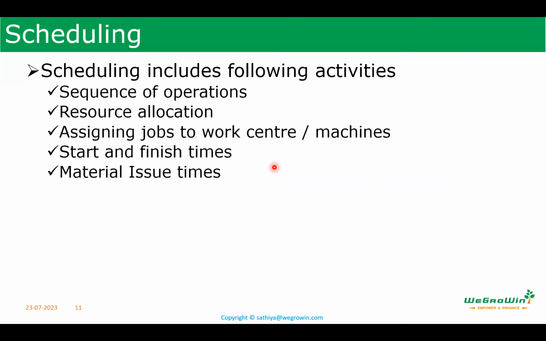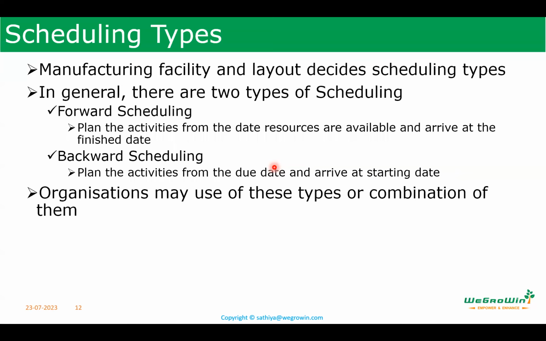So scheduling involves the sequence of operations, resource allocation, assigning the job to workers and tests, start time, finish time, and material issue times. Scheduling can happen either as forward scheduling or backward scheduling. What is forward scheduling? Forward scheduling is where we plan the activity in the forward direction. I start from today and arrive at the finish date. I am starting today; when am I going to finish it? That is called forward scheduling.